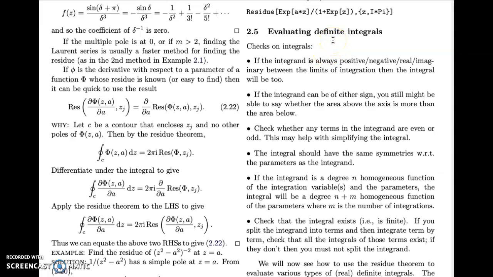So before we actually go into details about how to use calculus of residues to evaluate definite integrals, I just thought I'd mention some checks on integrals. What do I mean by that? Well, basically, when you're finding an integral, my advice is don't always believe that you got the answer right. It's easy to make mistakes, especially if you're new to this sort of thing.